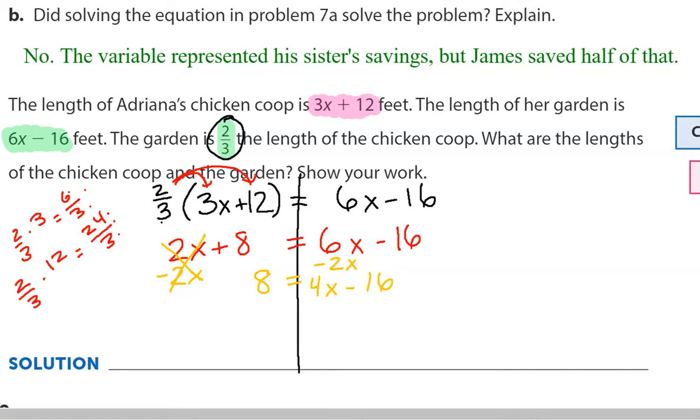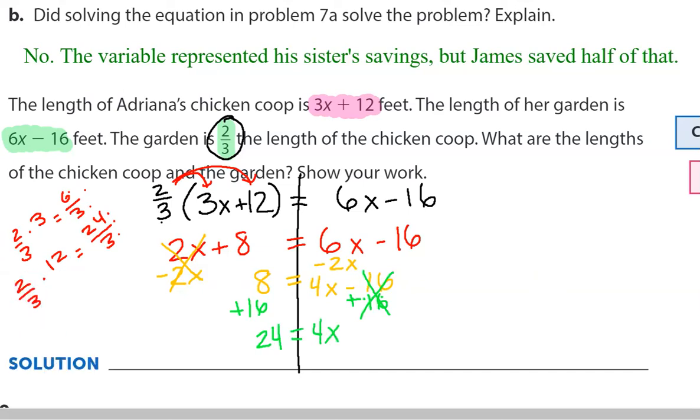Now I need to get rid of this constant over here next to the 4x. So to get rid of a negative 16, we're going to put a positive 16. Those cancel out. Put a positive 16 over here, and that is 24. And we didn't mess with the 4x yet.